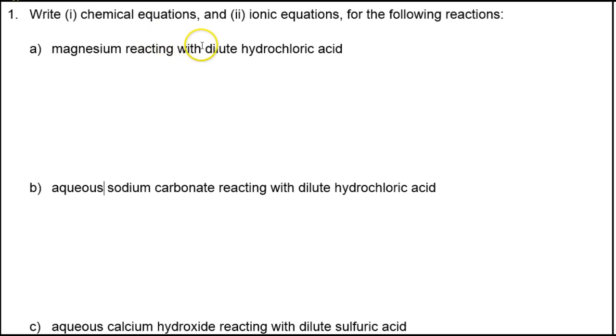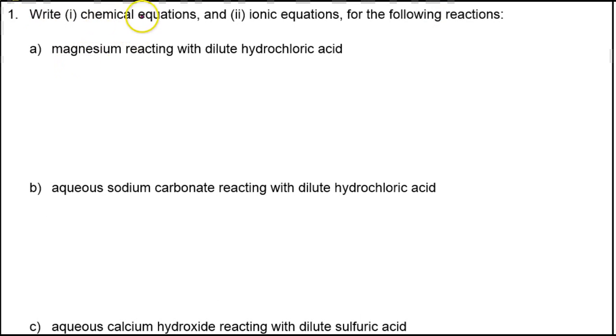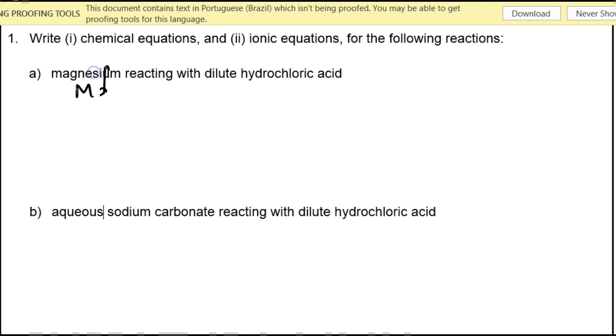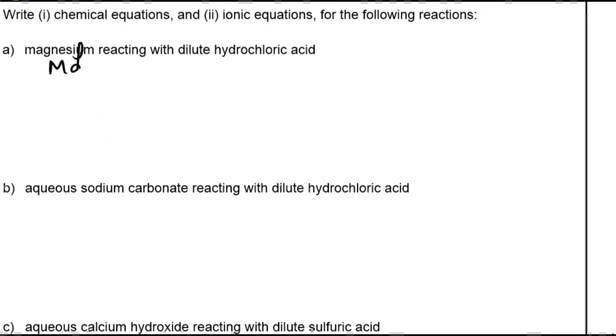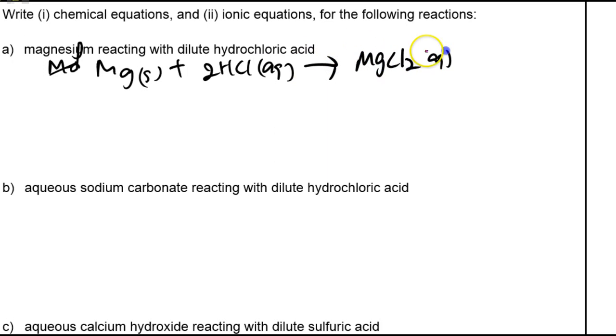The first one is magnesium with dilute hydrochloric acid. Okay, so step 1, we write the chemical equation out first. So we know it is Mg, solid, plus HCl, giving me MgCl2 plus H2 gas.